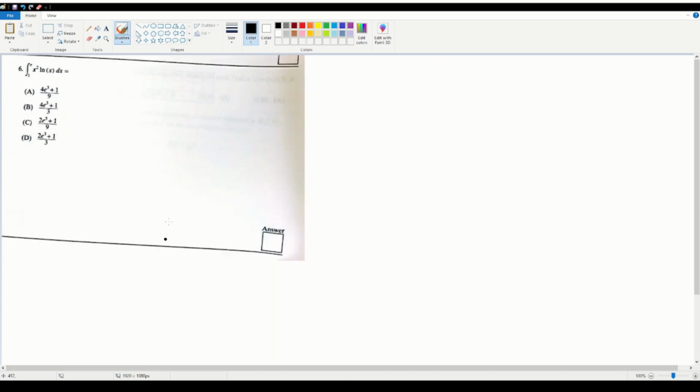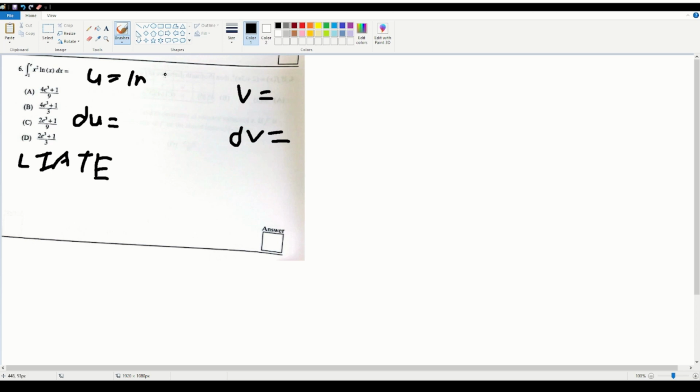Question 6 is just evaluate this integral. This may seem hard at first, but you have to recognize this is integration by parts. So you have to set something equal to u, something equal to dv, and then find v and du. Remember, the acronym we use is LIATE. And, well, are there any logs? Yes, ln x. So, you set that equal to u. You set the rest equal to dv. And then you find du and v.